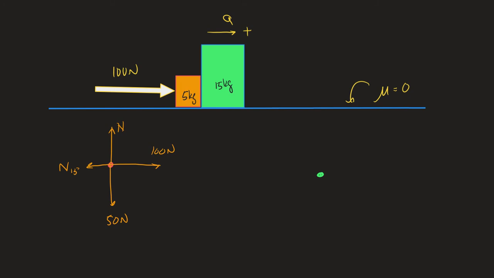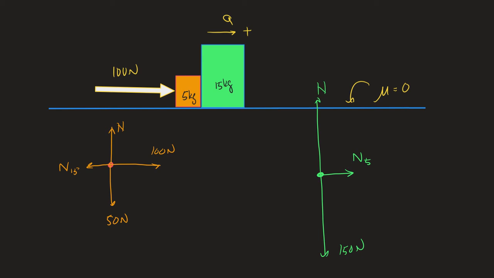Now the green box. 150 newtons downwards. Normal force upwards. I know some of you put a 100 Newton force acting to the right on this box, but you shouldn't have. That 100 Newtons is not acting on this box. There is a normal force from the 5 kilogram box acting this way, but that's it. That should be the only forces on this box.